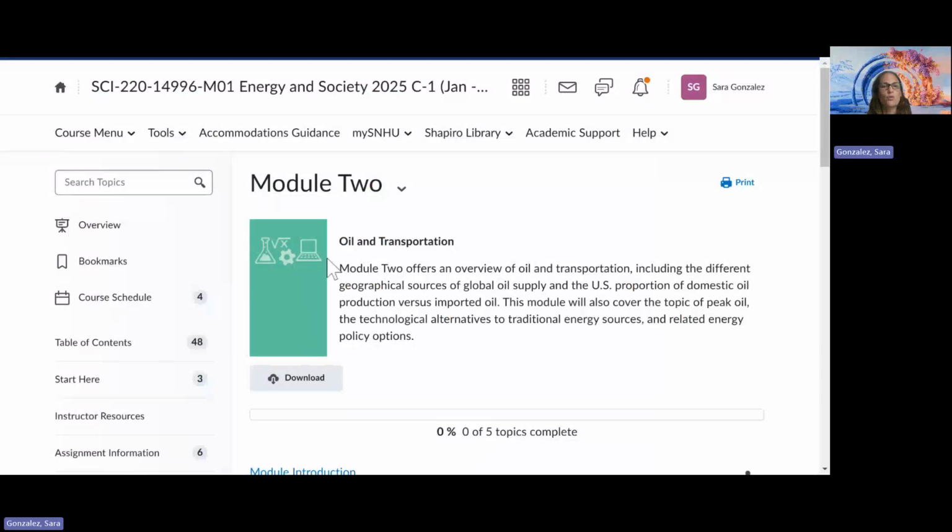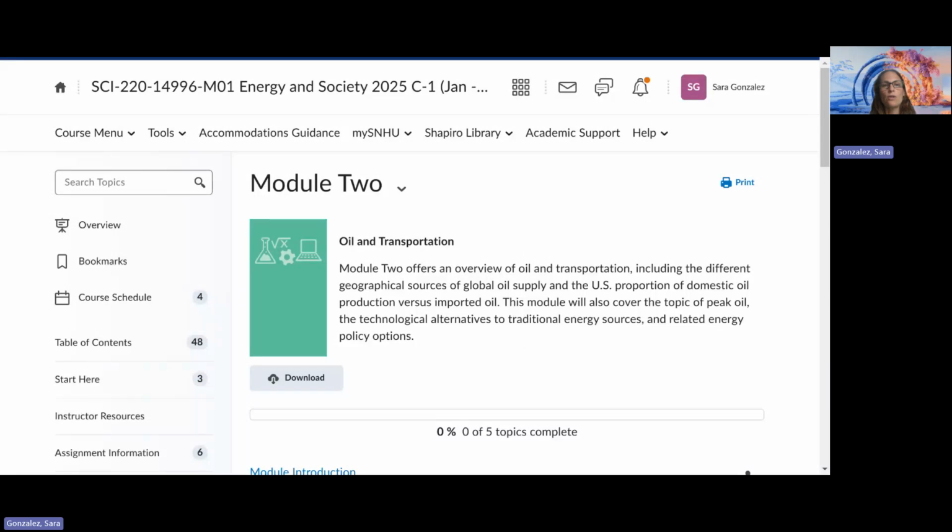Today, what we're going to do is just take a look at what is due for this week for Module 2, and then go over what is due, what days, and what to submit. So let me go ahead and share screen so that we are all on the same page in terms of Module 2. So you should be able to see Module 2.